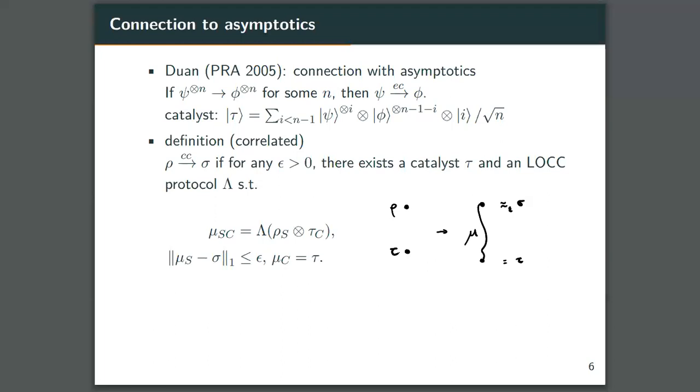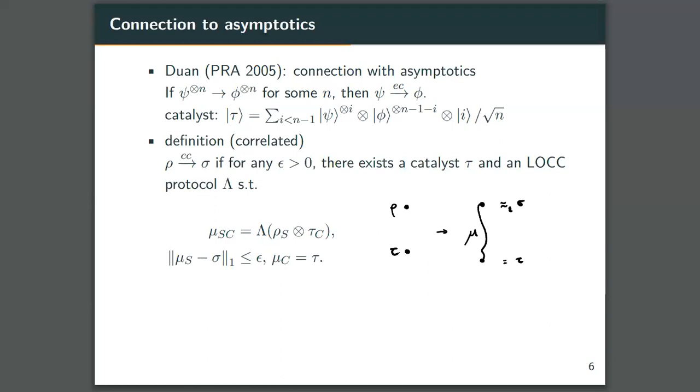You can make it more restricted by, for example, requiring that the correlations between system and catalyst can be made arbitrarily small. But I would say this is the bigger set, right? And we'll show later that this setting is related to asymptotics, and also to what you can do with distillation if you allow this kind of setting, but in addition to others.